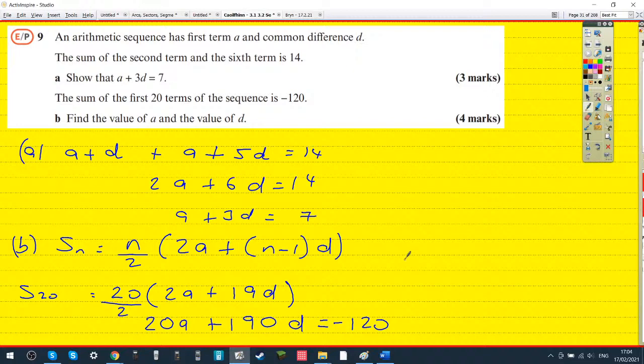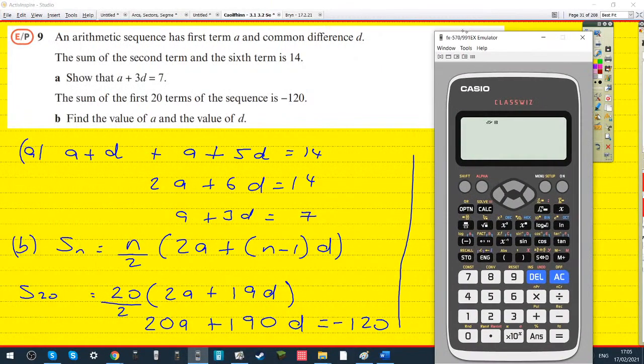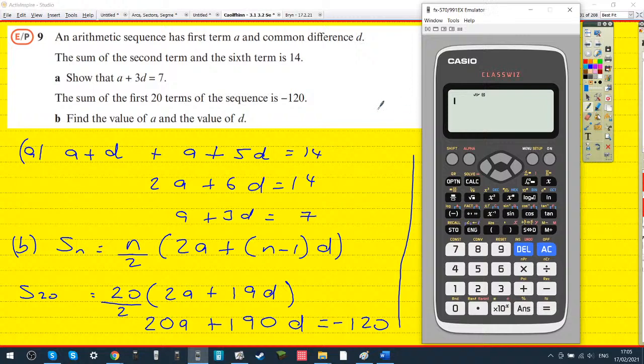And then do we do simultaneous equations? Love it. And how would you do that? With the a plus 3d equals 7. Do you like rearrange it so a equals 7 minus 3d? Both linear. I think we can get away with calculator. It allows us to just do that.